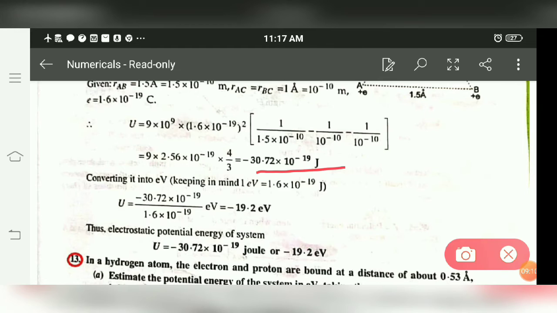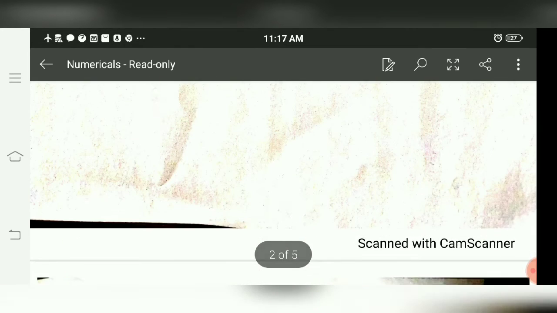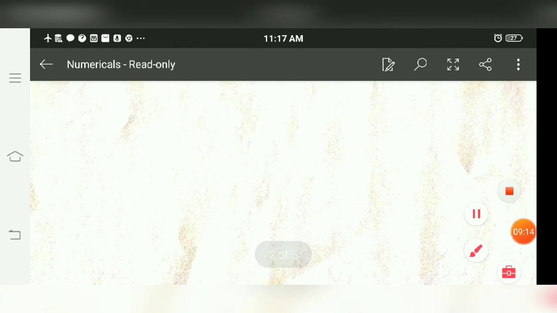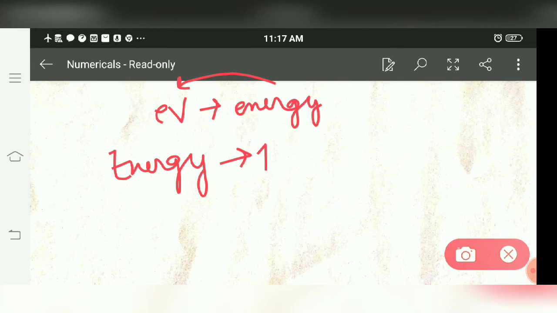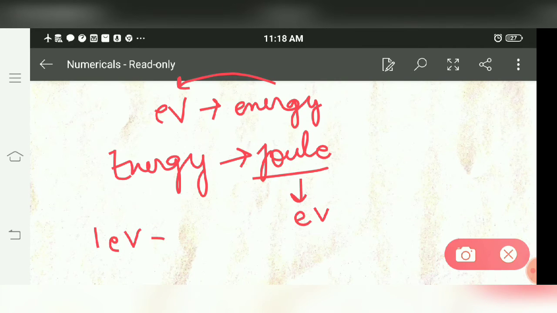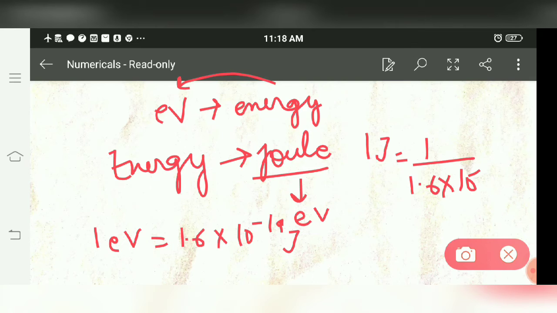Now we always keep one thing in mind, that we always have to convert the energy of such a system into electron volt. As we always get the energy result in joule, after calculating the result we have to convert it into electron volt, and 1 electron volt equals 1.6 into 10 raised to power minus 19 joule. So 1 joule equals what? 1 by 1.6 into 10 raised to power minus 19 electron volt.